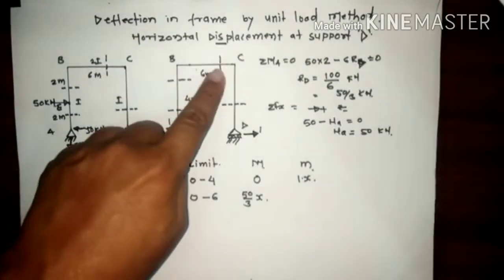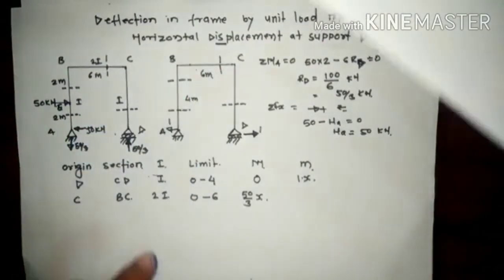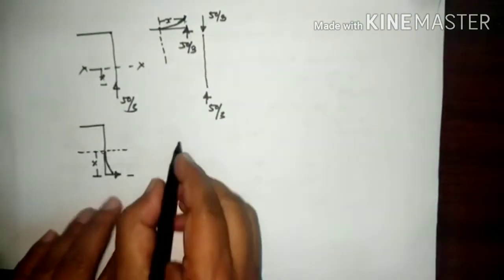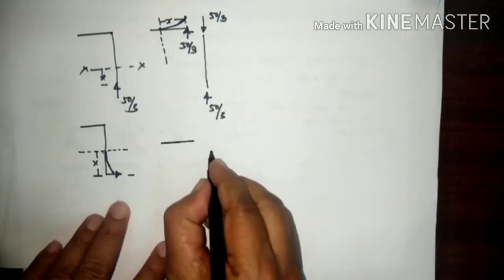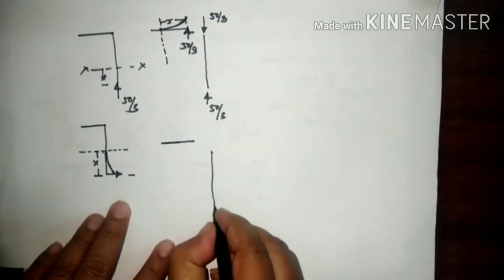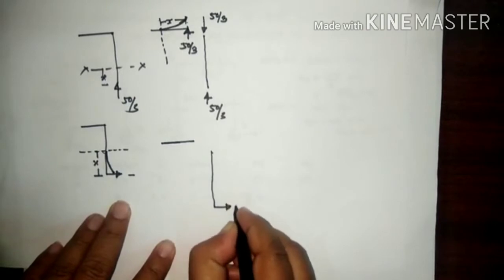Now for the second section, for the bending moment in the BC span, in the same way, here is the free body diagram. Now here the force is 1.